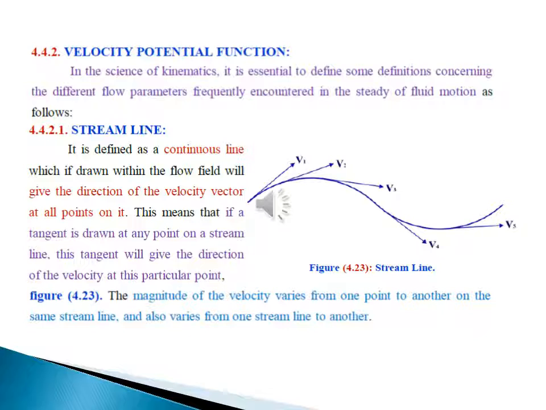Velocity potential function. It is the science of kinematics. It is essential to define some definitions concerning the different flow parameters as follows. Streamline. It is defined as a continuous line which, if drawn within the flow field, will give the direction of the velocity vector at all points on it, as shown in the enclosed figure.